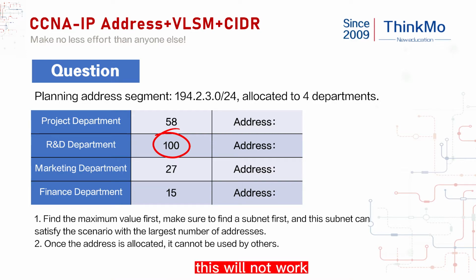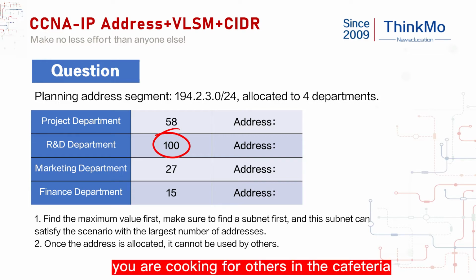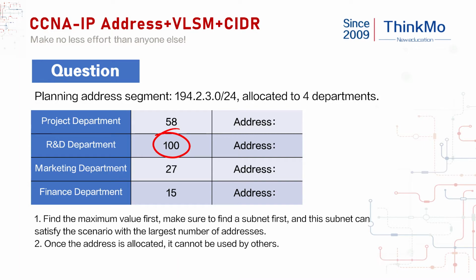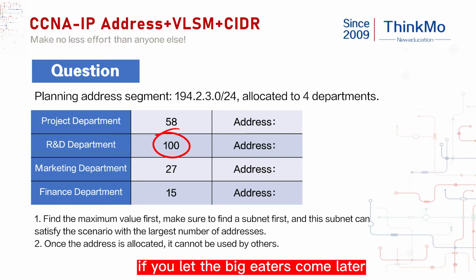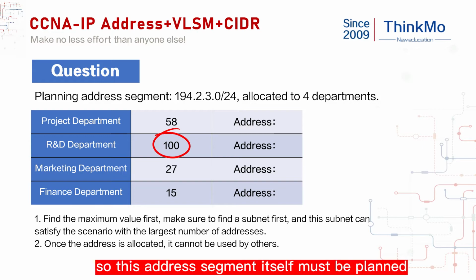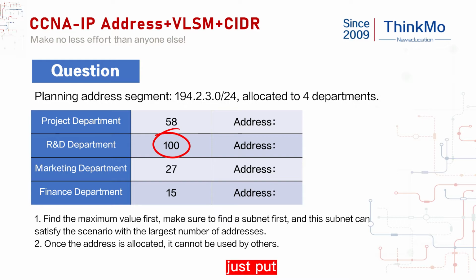This will not work. It's like you are cooking for others in the cafeteria. If you want to make sure everyone is fed, then you should let the big eaters come first and the small eaters in the back. The small eaters have some headroom. If you let the big eaters come later, the leftovers might not be enough. So this address segment itself must be planned reasonably.